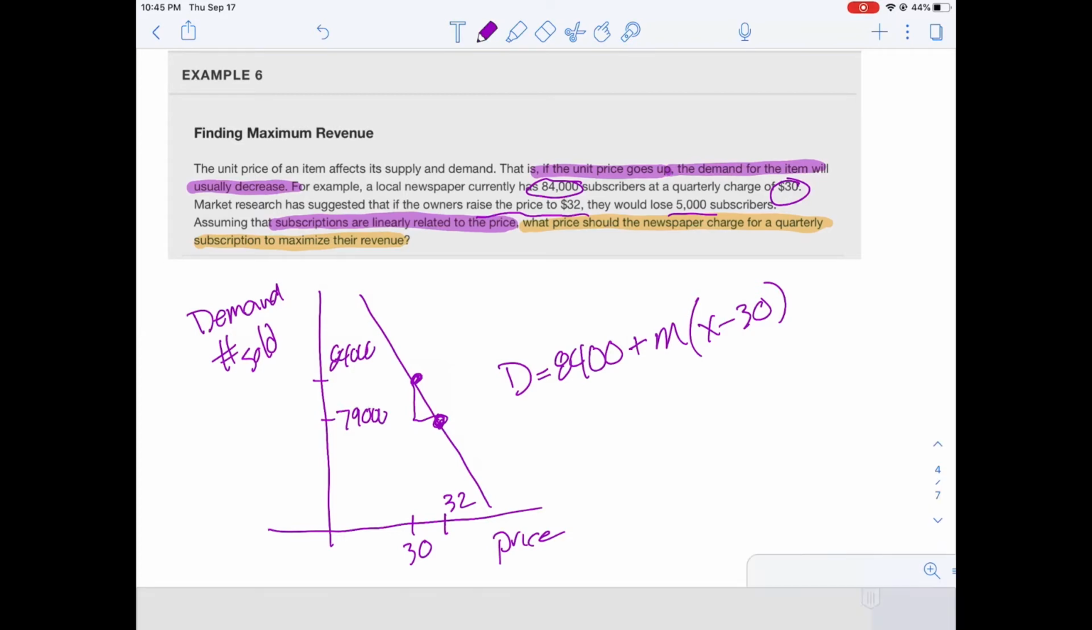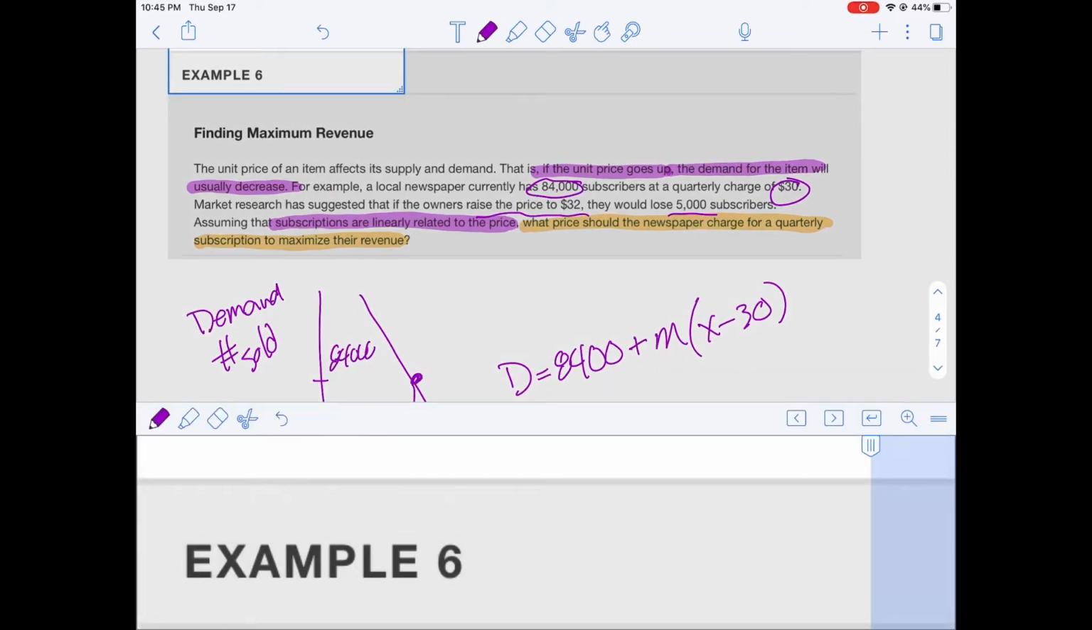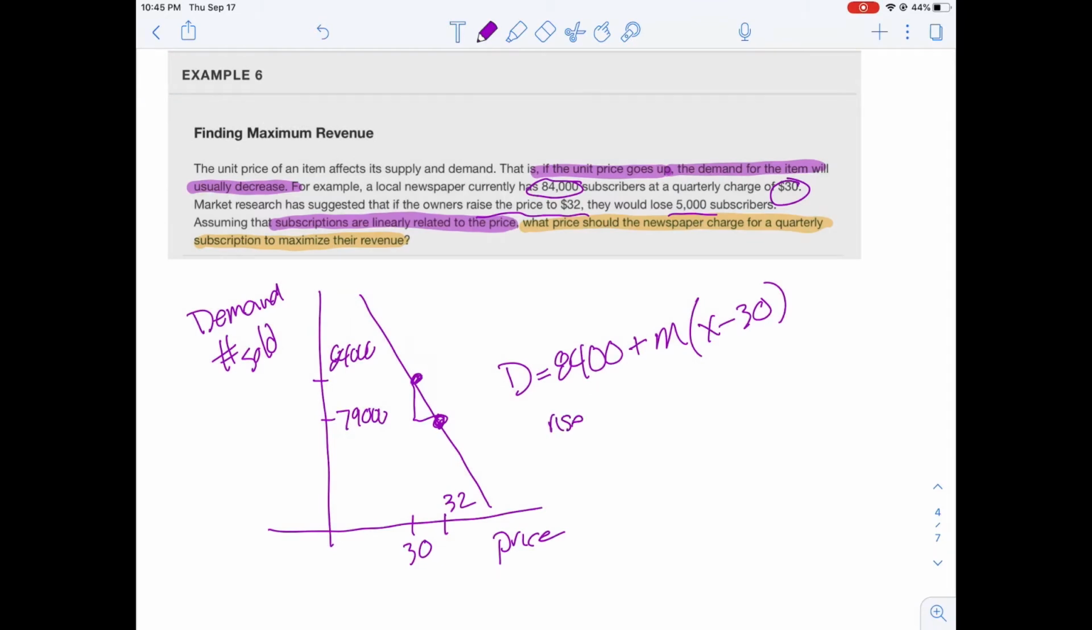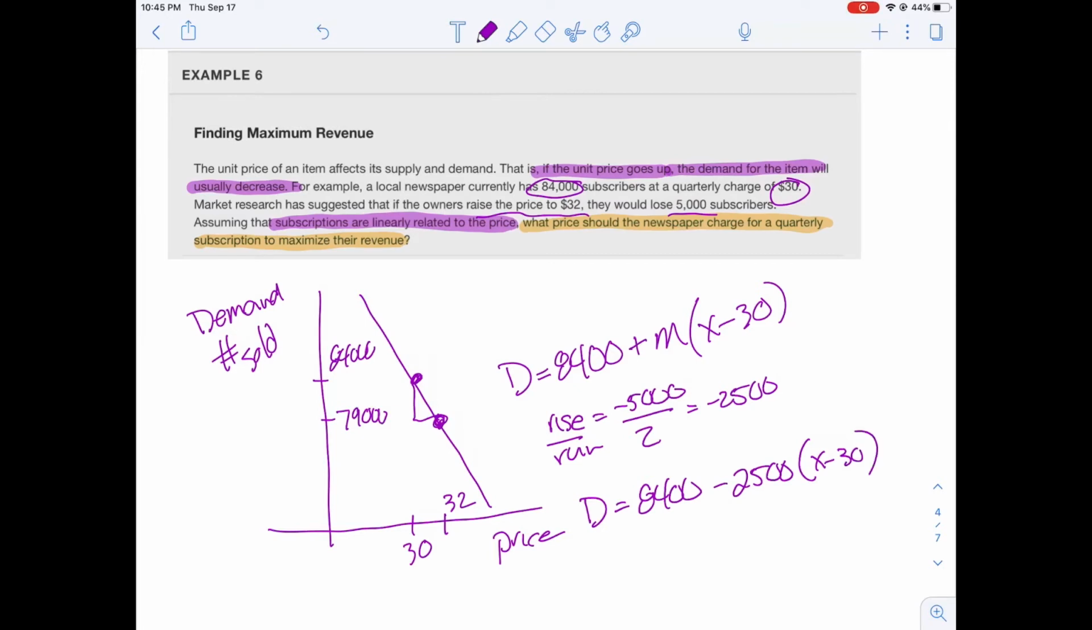What is the slope from here to here? Well, the rise is negative 5,000 over the run, which is 2. So the rise is negative 2,500. So my demand is 84,000 minus 2,500 times x minus 30. So there's my formula. If I set the price at x dollars, I'm going to be able to sell this many newspapers.